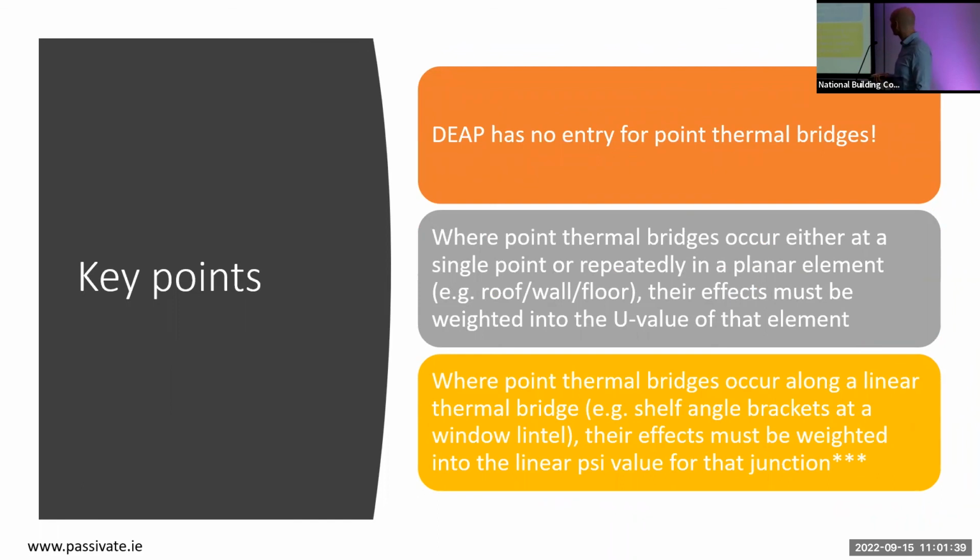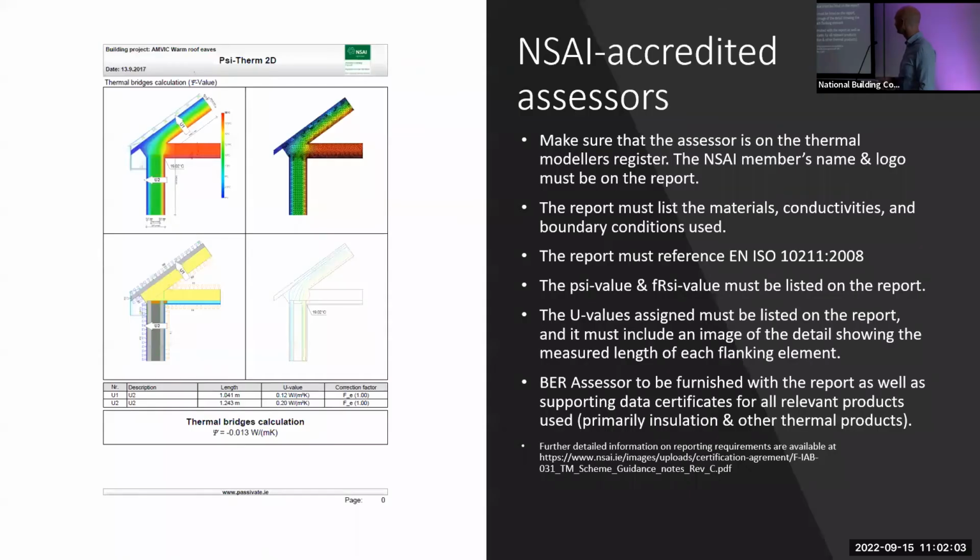Where point thermal bridges occur either at a single point or repeatedly in a planar element, they've got to be included in the U value, and that's all covered in BR 443. Where point thermal bridges occur along a linear thermal bridge, like a shelf angle bracket at a window lintel, which may be at an intermediate floor, their effects must be weighted into the linear psi value for the junction or into the U value for the wall. It depends on how you need to divide things up, but they can't be just ignored and dropped.